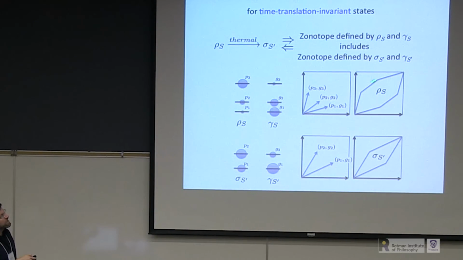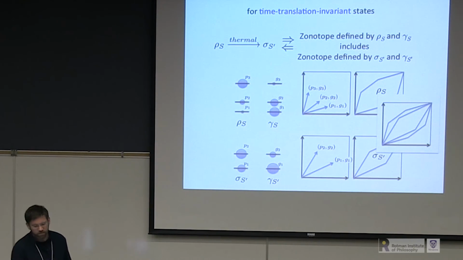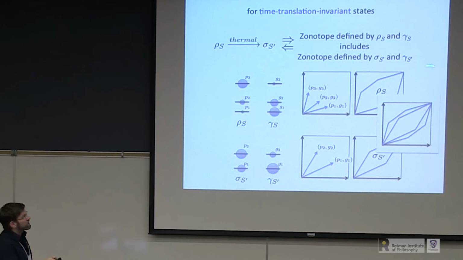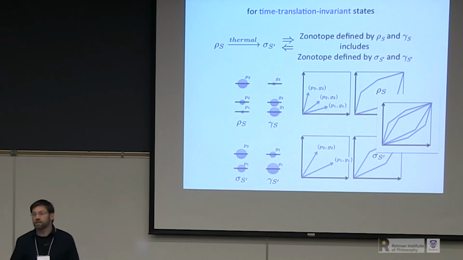And then the condition is, does this polytope include this polytope or not? So in this particular example, it does. And so I can go from rho to sigma. So these curves are actually familiar. They go all the way back to some work in economics where they're called Lorenz curves. And they tell you something about the deviation from the straight line.